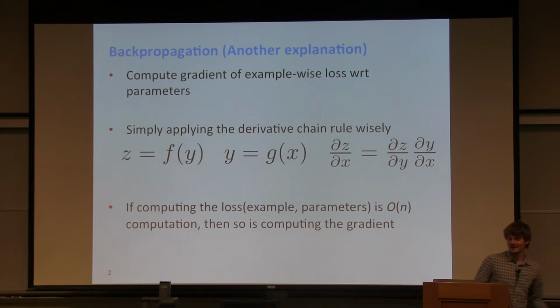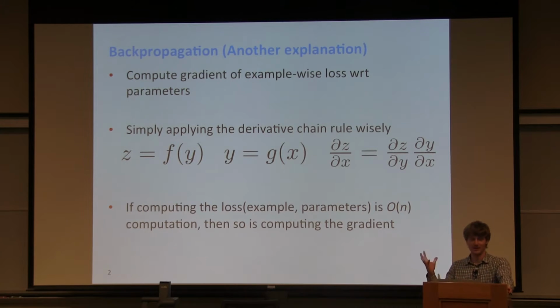Cool. All right. So, backpropagation, yet another explanation. In general, we'll always want to compute the gradient of each example with respect to our parameters. Again, the major piece here is just using the chain rule and not replicating computation. And one really good theoretical property of neural nets is that whenever computing your loss for a given example and a set of parameters of your neural network is O(n), then computing the gradient is also going to be O(n).